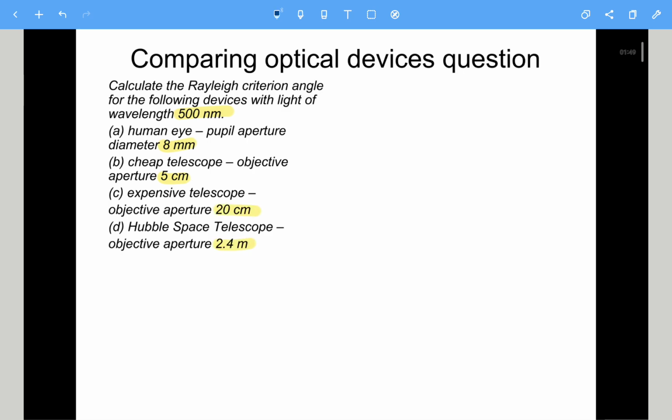So the Rayleigh criterion angle is equal to wavelength divided by the diameter for each one. A, the human eye: 500 nanometers, so 5 times 10 to the minus 7, or 500 times 10 to the minus 9, divided by 8 millimeters, which is 0.008. That gives us the human eye at 6.3 times 10 to the power minus 5 radians.